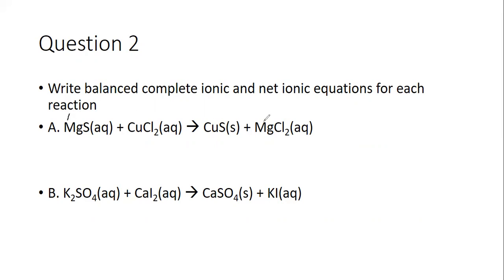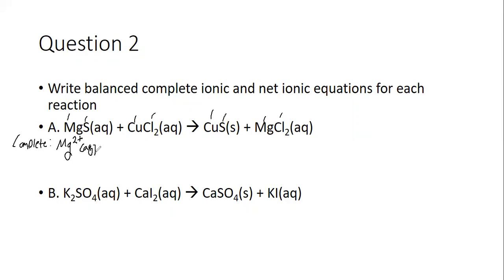1 magnesium, 1 magnesium. 1 sulfur, 1 sulfur. 1 copper, 1 copper. 2 chlorines, 2 chlorines. That's a balanced reaction. Everything's the same on each side of the equation. All right, now I need to write my complete. So for complete, anything that's aqueous, you separate. So magnesium, if we look on the periodic table, magnesium's in the second column, so it gets a +2 charge.